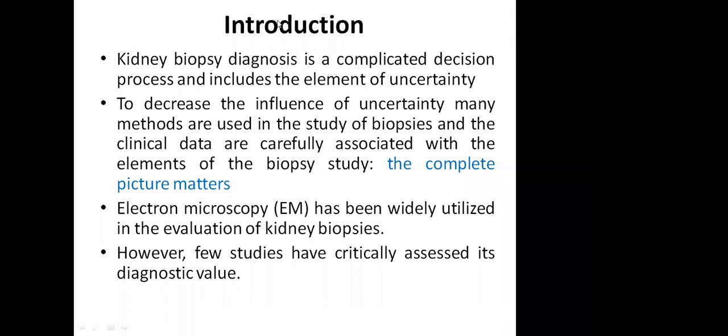So I'll start with a brief introduction: kidney biopsy diagnosis is a complicated decision-making process, and it includes an element of uncertainty. To decrease the influence of uncertainty, many methods are used in the study of biopsies, and the clinical data are carefully associated with the elements of the biopsy study. So the complete picture matters. So what is the clinical picture?